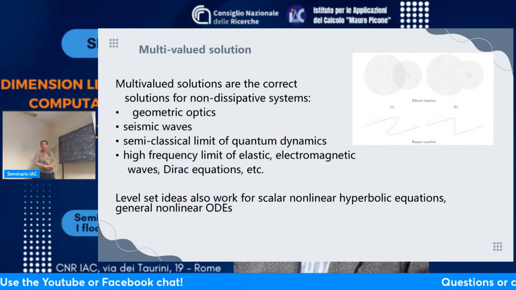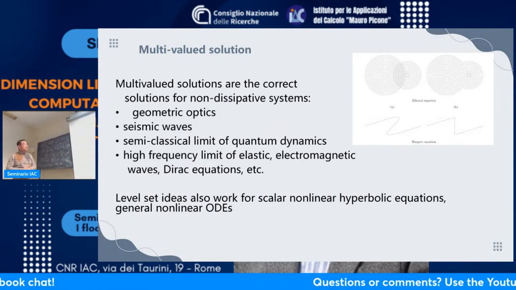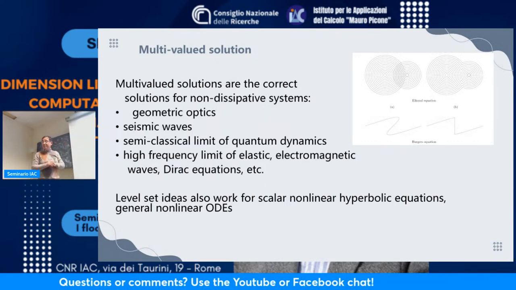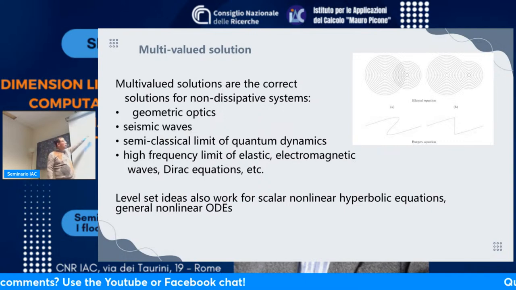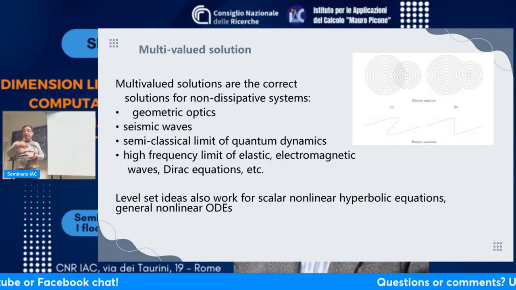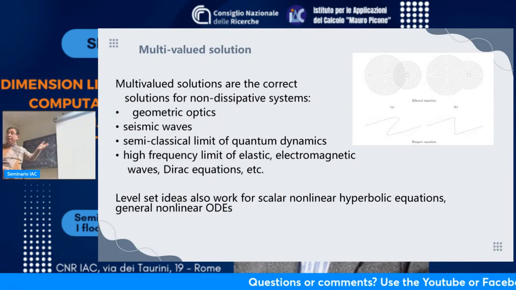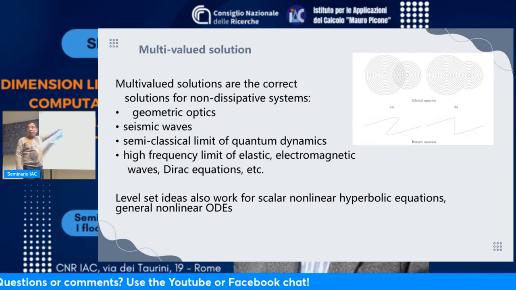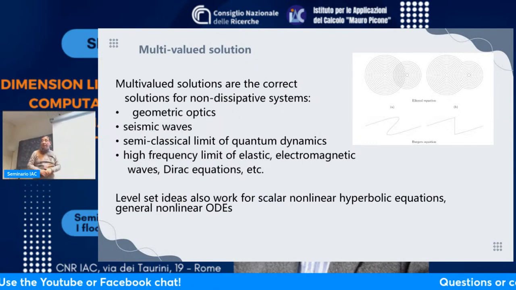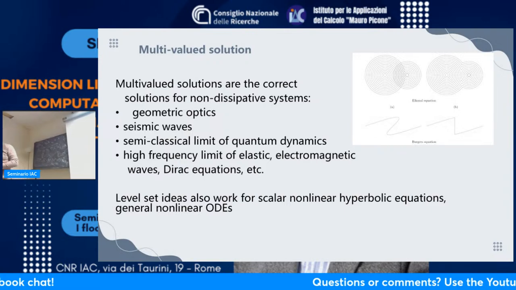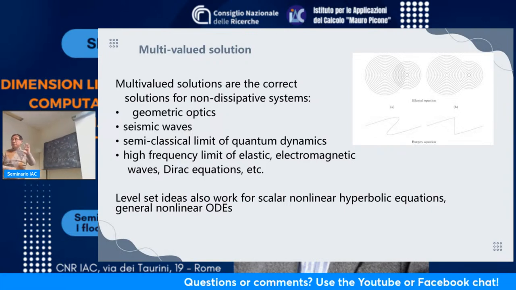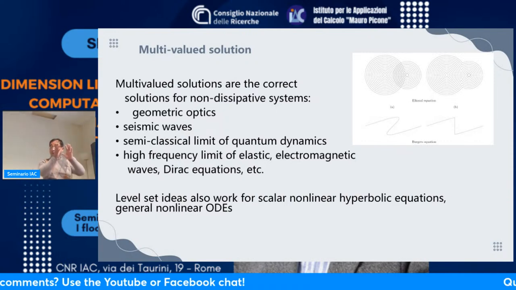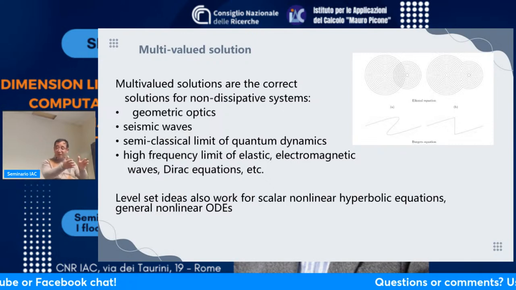So you may ask, why do I care about multivalued solutions? Everybody knows the viscosity solution. Here I list a few examples where only multivalued solutions make physical sense. For example, in geometric optics and seismic waves, you care not just about the first arrival but about multiple arrivals. There is work by Osher and others on this. And anytime you take any semiclassical limit or high-frequency limit of waves, you always get multivalued solutions, because the multivalued solution satisfies the linear superposition principle, whereas the shock or entropy solution does not. It comes from any Hamiltonian system. So there are a lot of problems where multivalued solutions make physical sense.